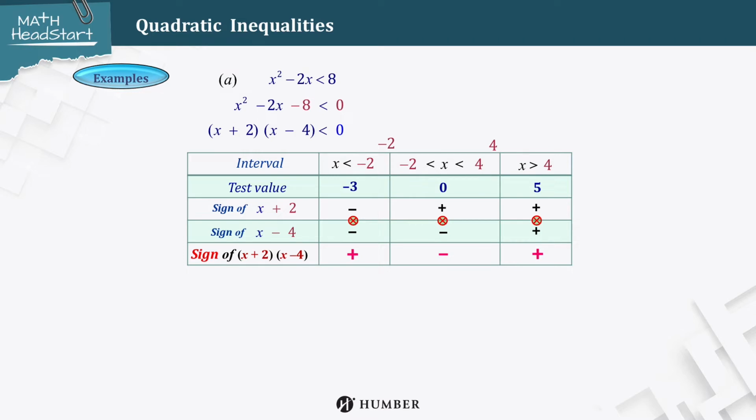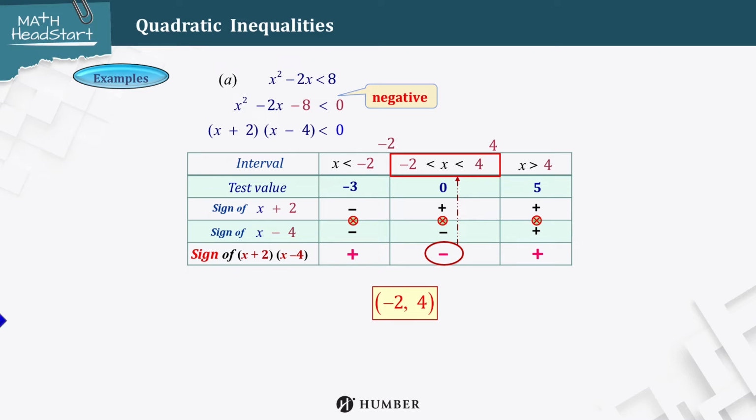Now we found the sign of the quadratic expression for each interval. The question asks to find a negative region. So the expression is less than 0 between negative 2 and 4. The solution in interval notation is as shown.